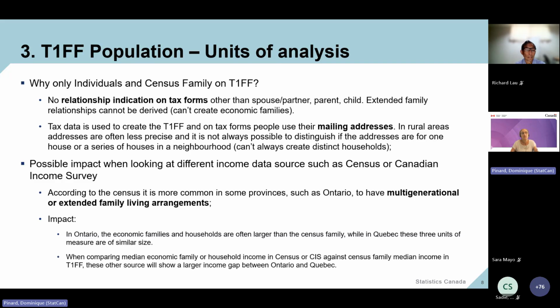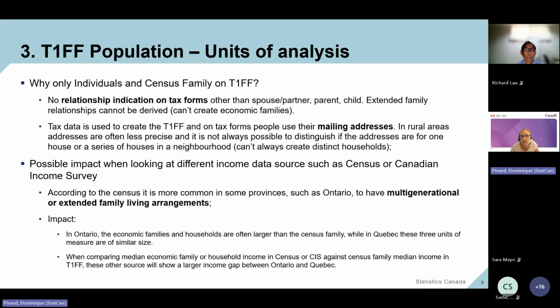Currently, the TIFF cannot create households based on the location of dwelling, which would be the mailing address that we're using here, mainly because tax data and mailing address are not necessarily an actual location. It could be PO boxes or rural routes.